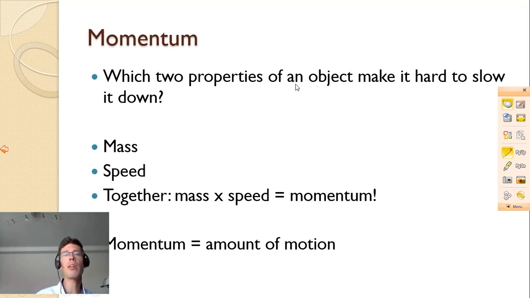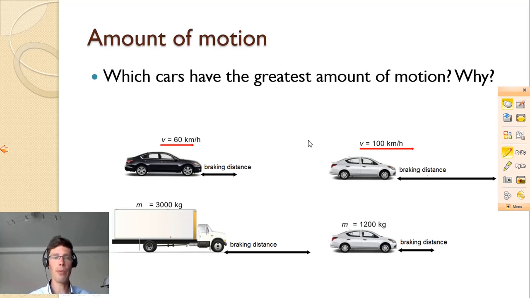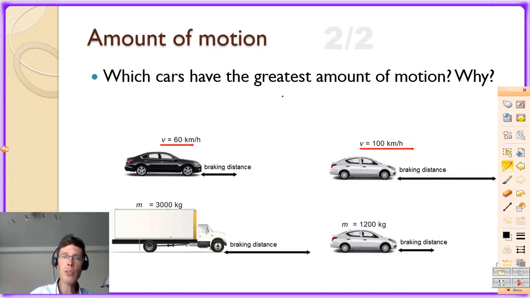So you could also think of it as how easy, or hard, it is to make an object slow down. Here's an example. I have 2 cars here with the same mass, but they have different speeds. This one has a higher speed. Therefore, its momentum is larger. Momentum is mass times speed.